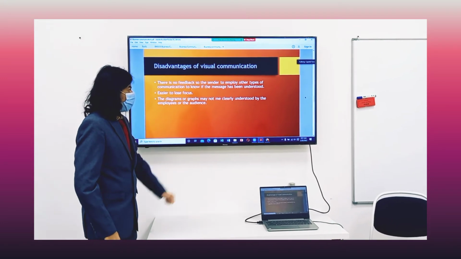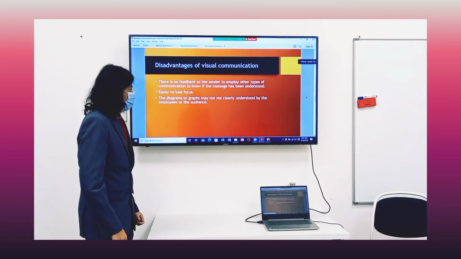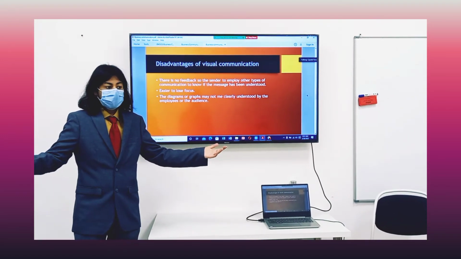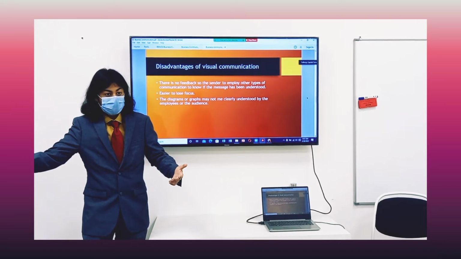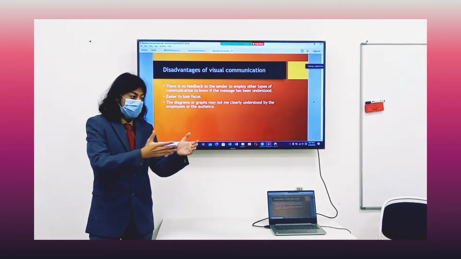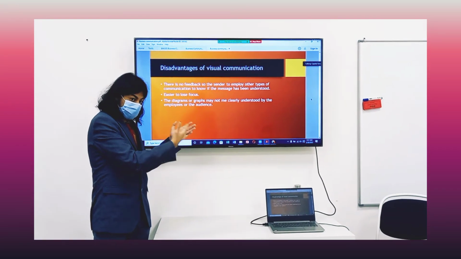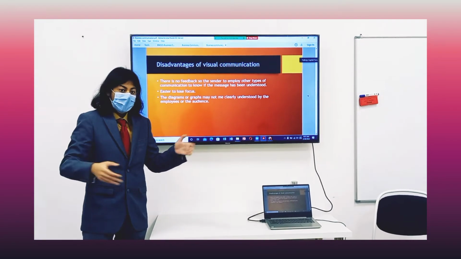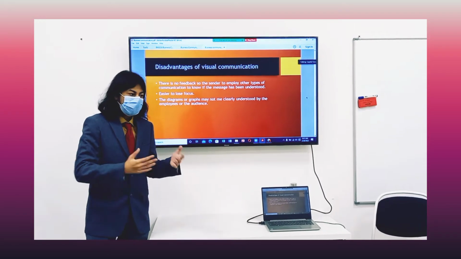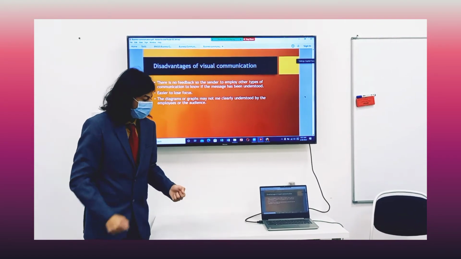The diagrams or graphs may not be clearly understood by the employees or the audience. Let's say we all are educated here, but if we bring in social workers or workers who work on the street and tell them this is the pie chart, this is what it's doing, and we would like to employ it, they wouldn't know, because it's hard for them to understand. They wouldn't clearly know what is happening or what to do.